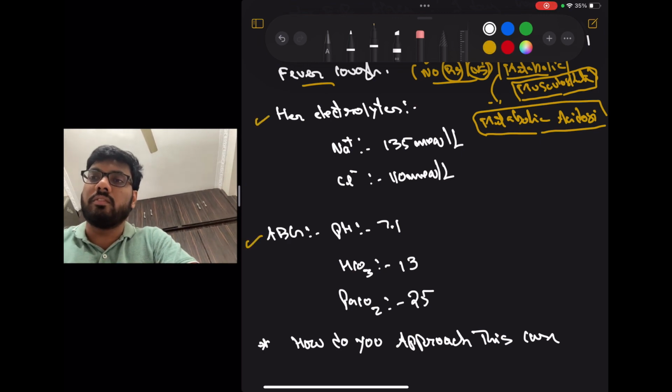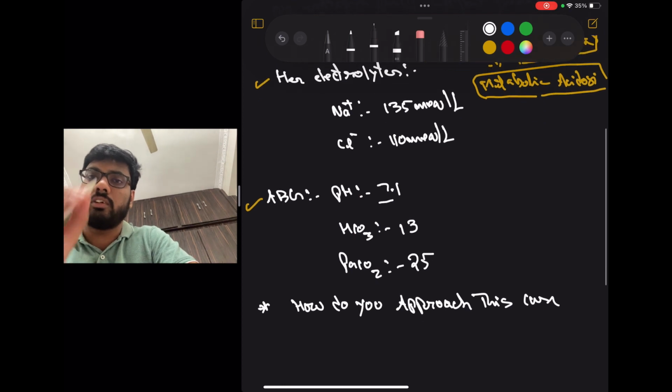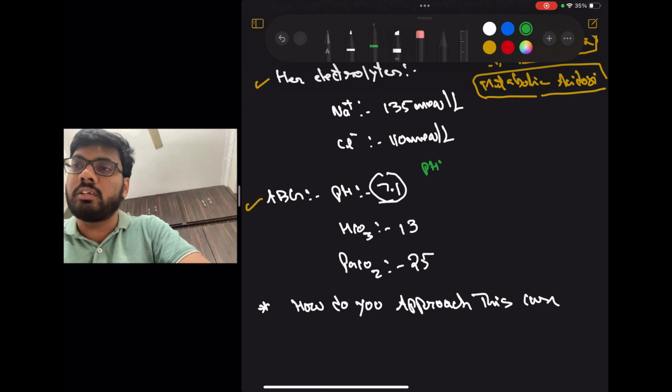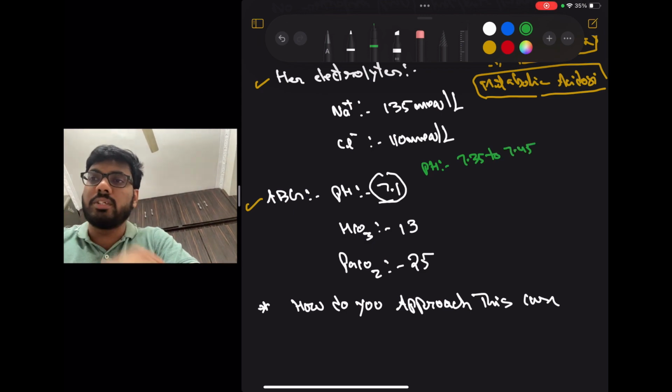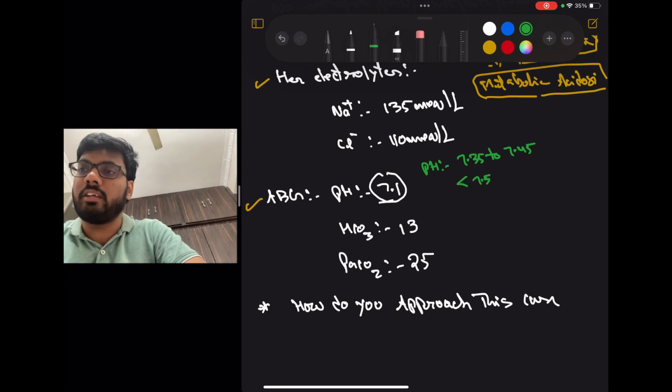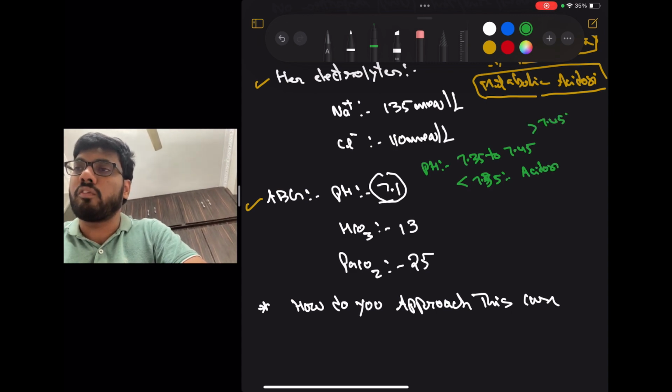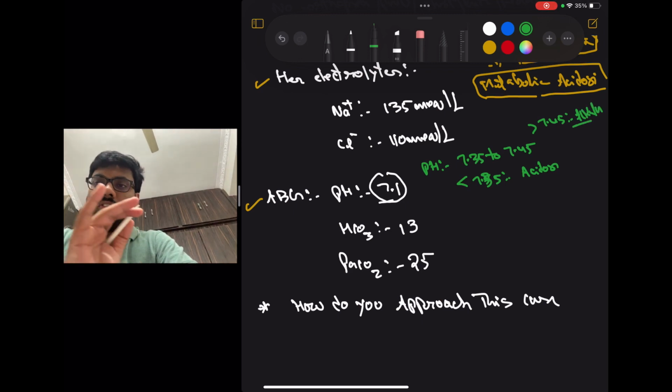So in this ABG, is it metabolic acidosis? First of all, how to approach an ABG? The pH is 7.1. We know the normal pH of an ABG is 7.35 to 7.45. If the pH is less than 7.35, we call it acidosis. If it is more than 7.45, we call it alkalosis. Since the pH is 7.1, less than 7.35, it is a case of acidosis.